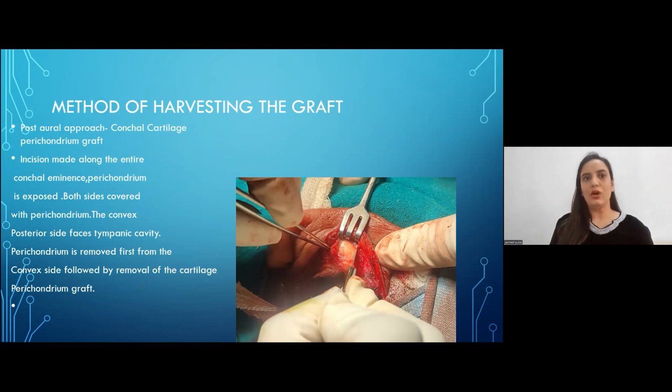Incision was made along the entire conchal eminence. Perichondrium was exposed and perichondrium on both sides was elevated. The convex side faces the tympanic cavity.